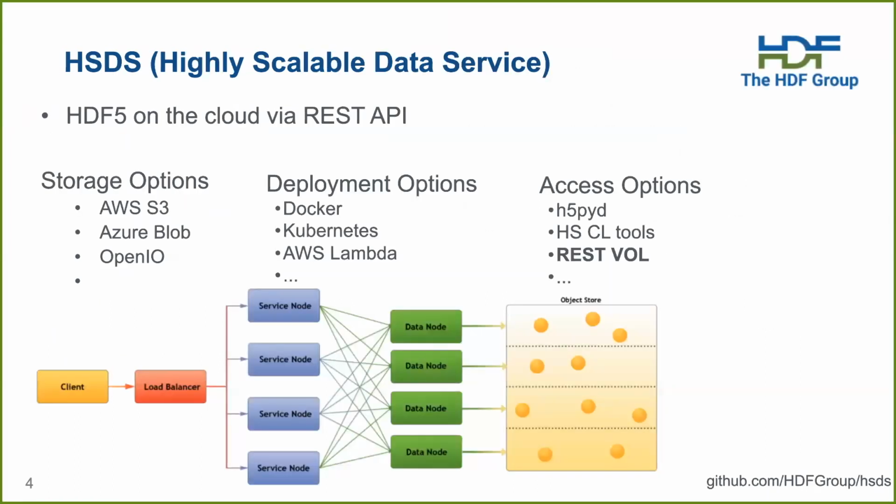So what is HSDS? It's essentially a way to work with HDF5 files on the cloud through a REST API. What's interesting about HSDS is that it doesn't have a fixed storage option or a fixed deployment option. You can use HSDS with a backend of an S3 bucket or an Azure blob or even your local file system. Similarly, there are a lot of different ways to work with files that you have stored through HSDS. You can use the Python module h5pyd. You can use a set of command line tools called the HS tools, or most relevantly for right now, you can use the REST VOL. This diagram at the bottom shows a little bit of HSDS's architecture, and the important thing here is to notice that it uses multiple service nodes and multiple data nodes to handle requests made by clients.